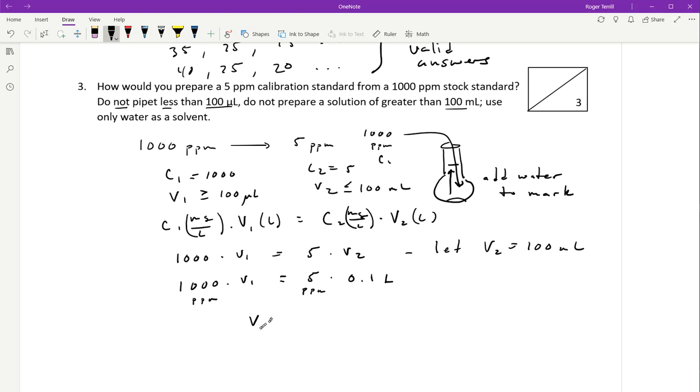So V1 in liters will be 5 times 0.1 over 1000. V1 in liters will be 5 times 10 to the minus 4, right? This is 5 times 10 to the minus 3, times 0.1 is 10 to the minus 4. 0.0005 liters is equal to 0.5 milliliters is equal to 500 microliters.